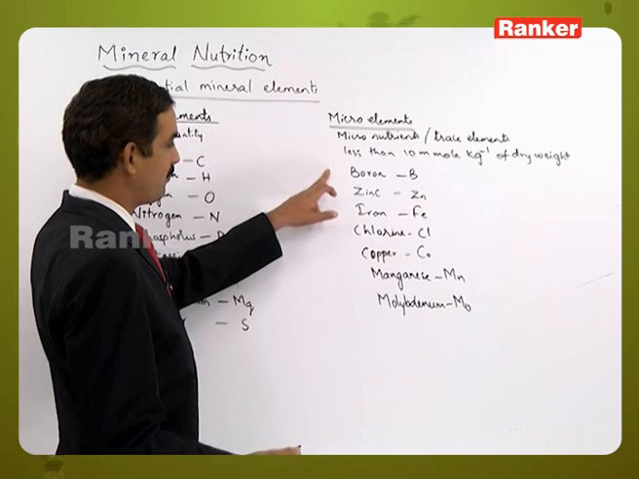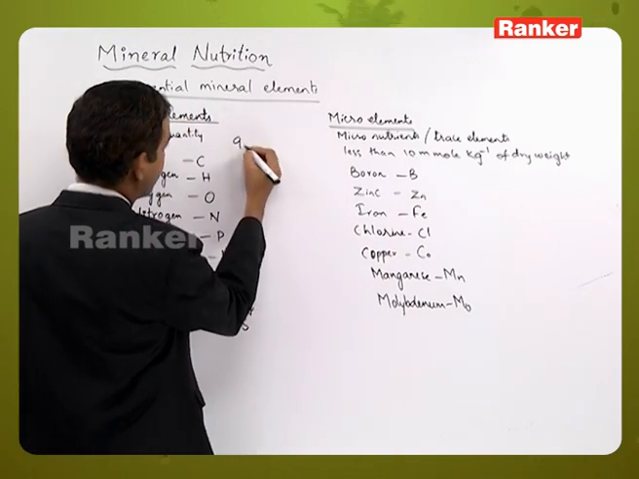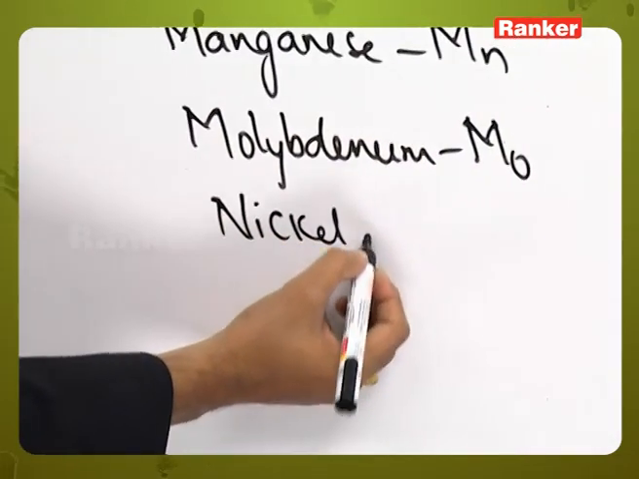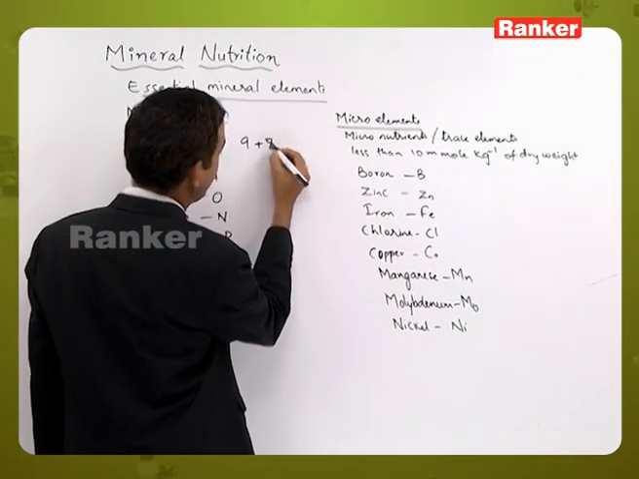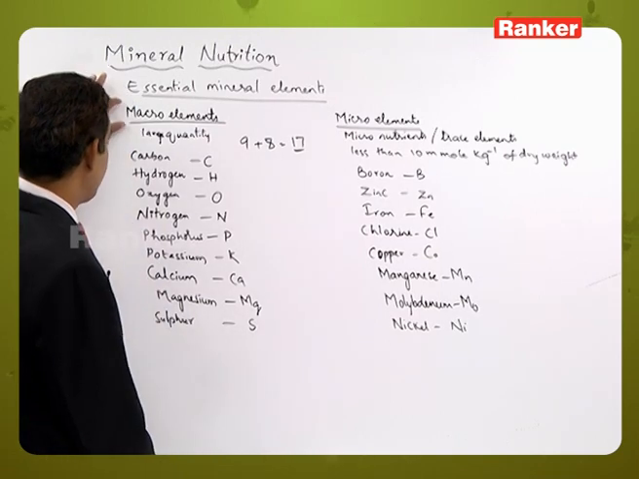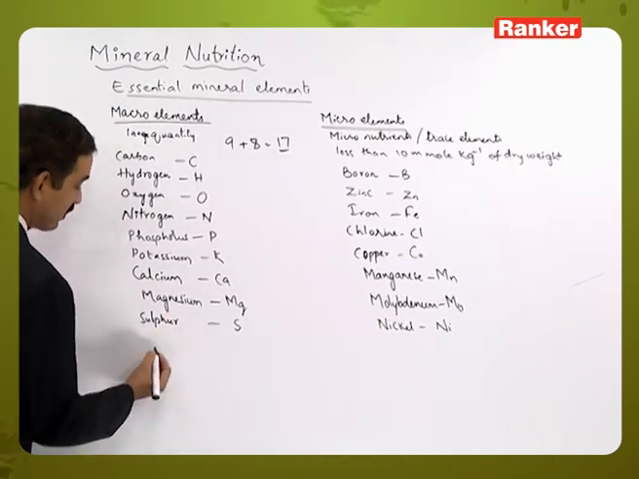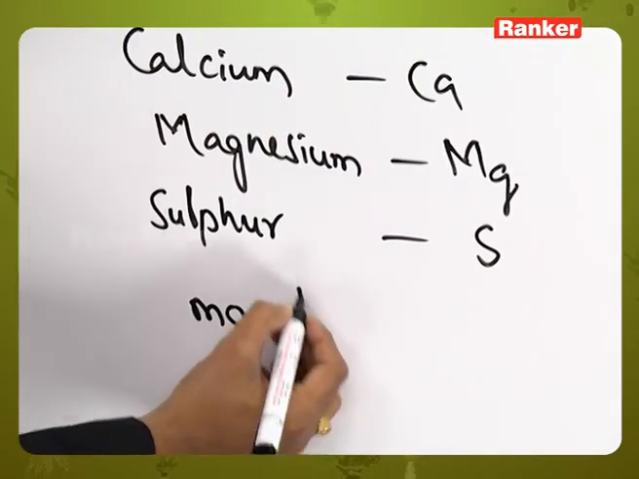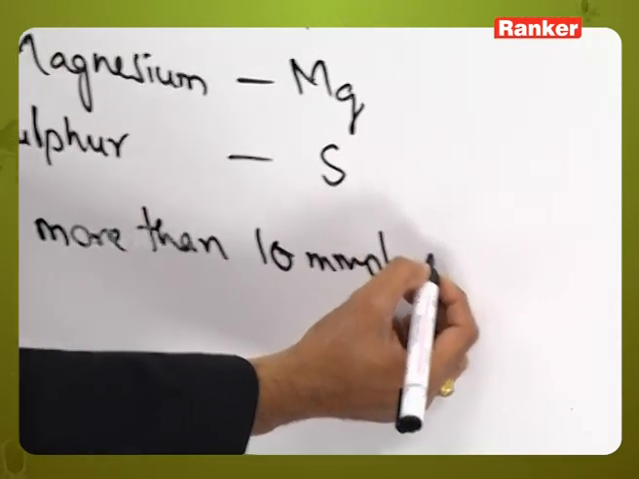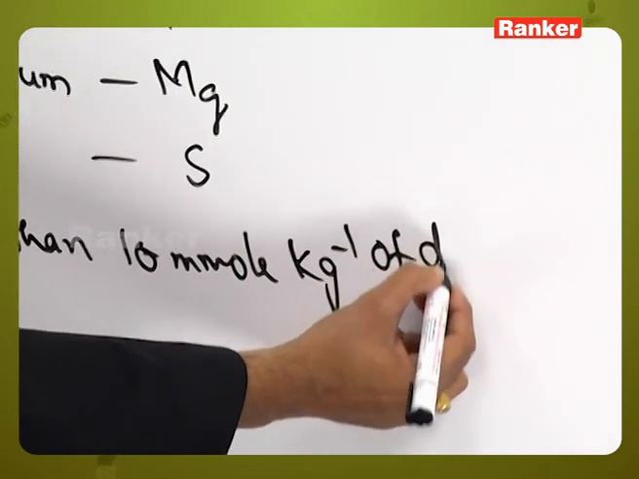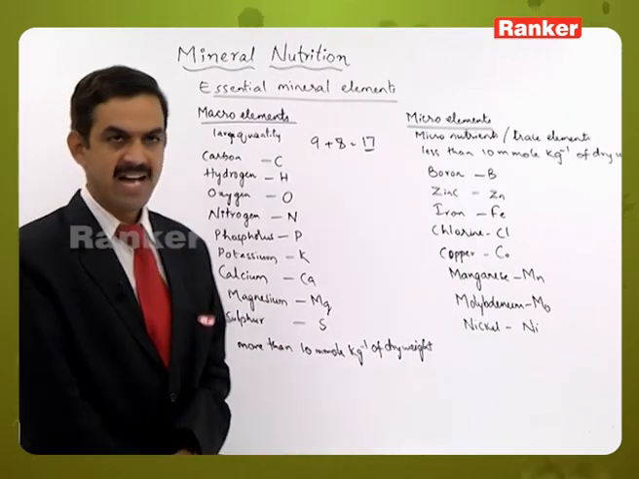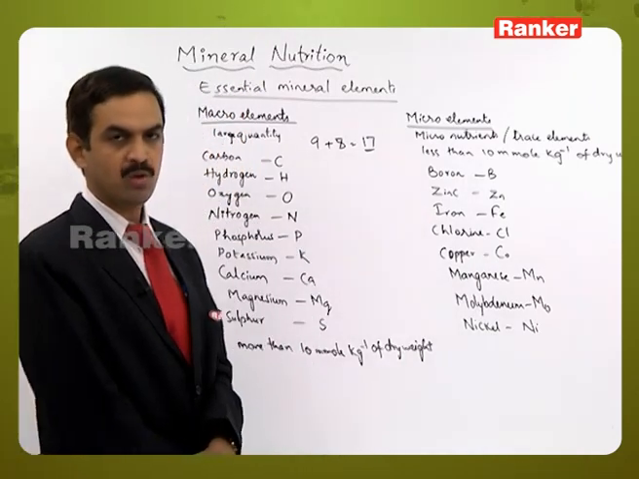So here, 9 are macro elements and 7 are micro elements, but one more has been added, that is nickel. So in total it becomes 8 micro elements. The total number of essential elements is 17, and the macro elements are those required in more than 10 millimole per kg of dry weight of the plant. Likewise, based on the requirement, they have been divided into macro and micro elements.